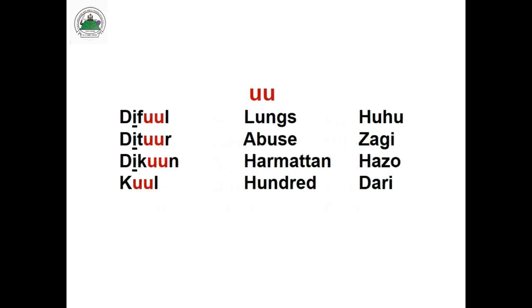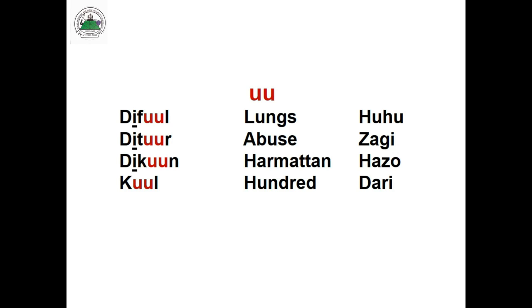We also have another diphthong of the same vowel, which is our vowel U, appearing twice in a word. Now the first example we have there is the fool. It is pronounced the fool, which means lungs in English, huhu in Hausa. Another example there is the tour. It is pronounced the tour, which means abuse in English, zagi in Hausa.